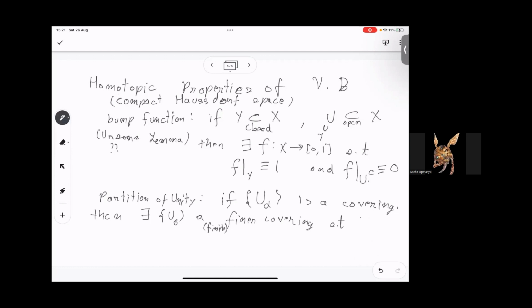Such that there exist functions rho beta from X to [0, 1], such that rho beta restricted to U beta complement is identically 0, and the summation of all rho beta is equal to 1 as a constant function. So this is called a partition of unity because these are functions which sum up to 1.